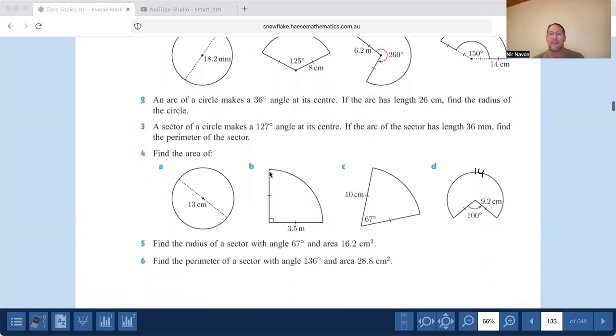Let's see, in this case, find the area. So here again, we have a diameter, which is 13. So the radius would be 6.5. And we have the area using the formula of pi r squared. In this case, now it's 90 degrees, so theta over 360 times pi r squared will give us this area. Same for this.